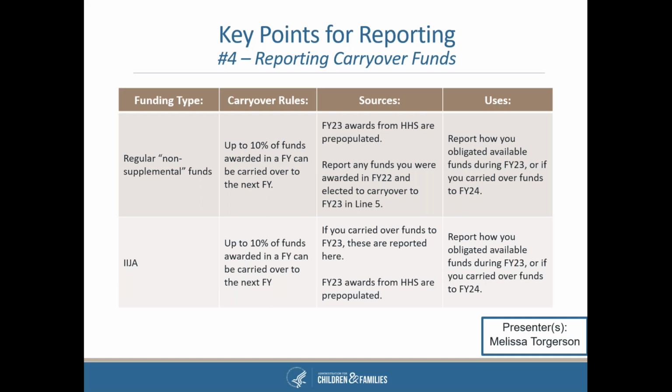So this is just a kind of handy chart. We put this in every year because we know that there are a variety of funds, especially in the last few years, with different carryover rules and different places to put them. And so for both Big Bucket and the IIJA funds, any awards that you are given within the FY 2023 year from HHS will be pre-populated. But you're allowed to carry over in both of these funding cases 10% of funds to the next fiscal year. And so any funds that you were awarded in FY 2022 and elected to carry over into FY 23 would be reported in line 5 of the sources side. And then from the uses side, we'd want to know if you carried any of these funds over into FY 2024. So this is just a handy cubicle chart or something to hand your fiscal folks to show where and how we expect these funds to be reported.